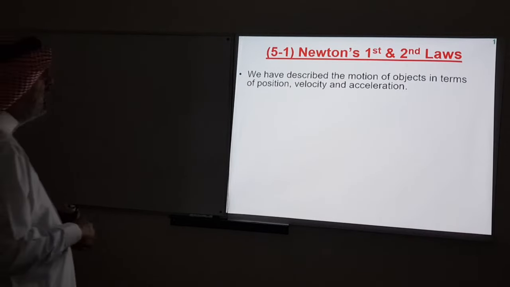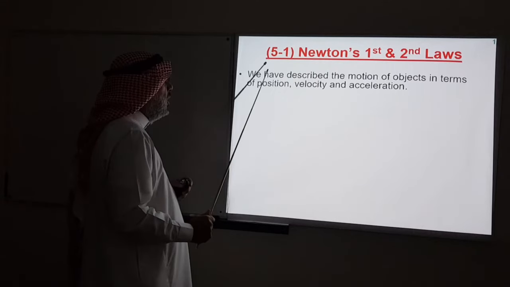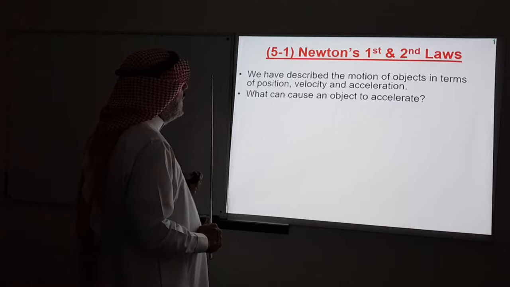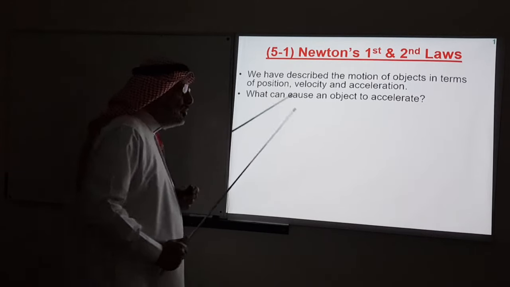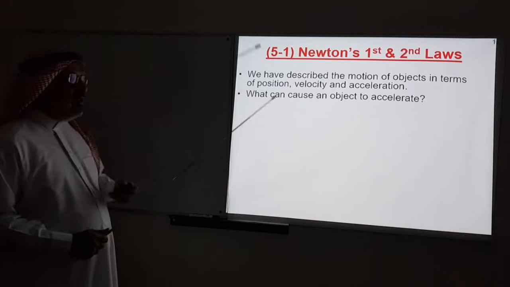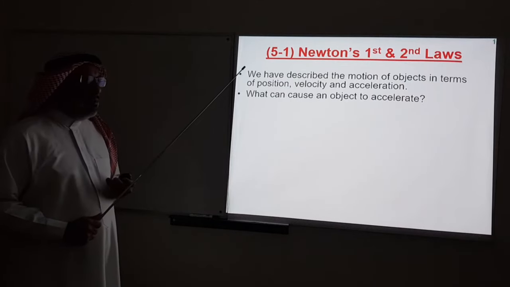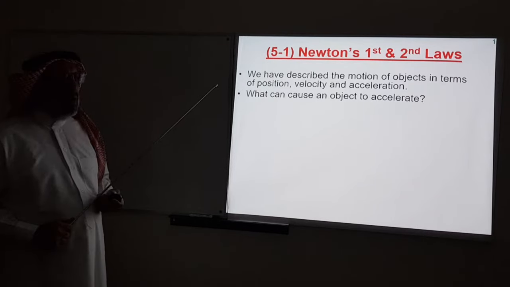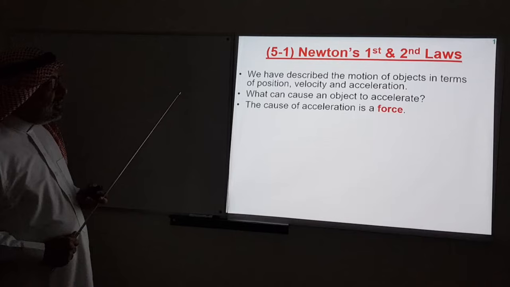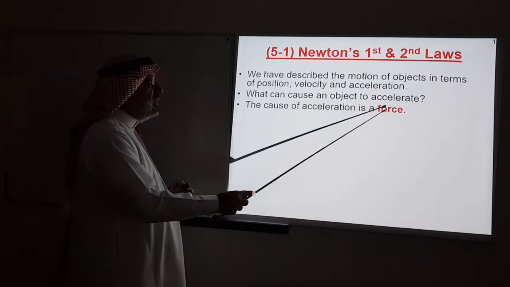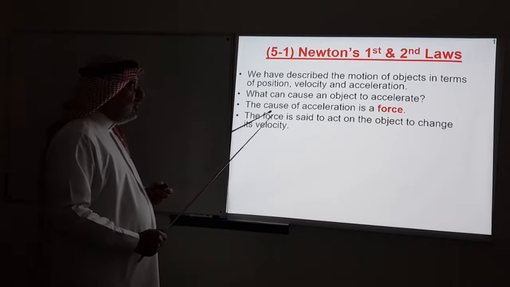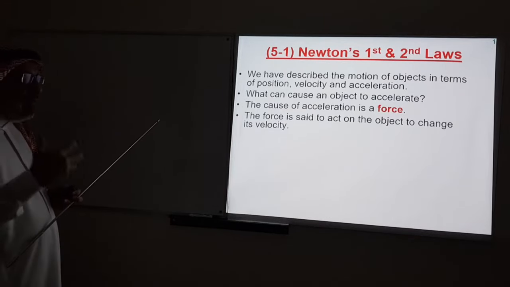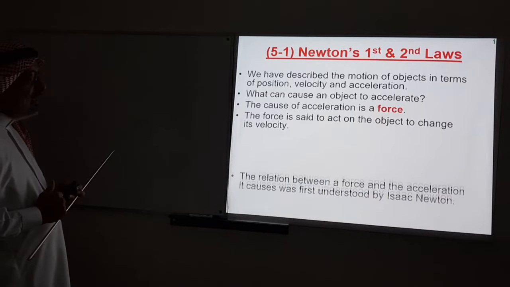We have described the motion of objects in terms of position, velocity, and acceleration. That's kinematics. The question now is, what can cause an object to accelerate? Okay, there is acceleration, it's related to velocity and position. The question is, why do we have acceleration? What causes an object to accelerate? And the answer to that is, the cause of acceleration is a force. We say that a force is said to act on the object to change its velocity. If the velocity changes, there we have the acceleration.